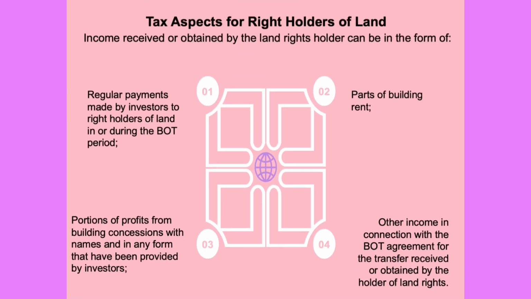Tax aspect for right holders of land. Income received or obtained by the land right holder can be in the form of: 1. Regular payment made by the investor to the right holders of land during the BOT period. 2. Part of building rent. 3. Portion of profit from building concession, with any name and in any form, that has been provided by the investor. 4. Other income in connection with the agreement for the transfer received or obtained by the holder of land right.